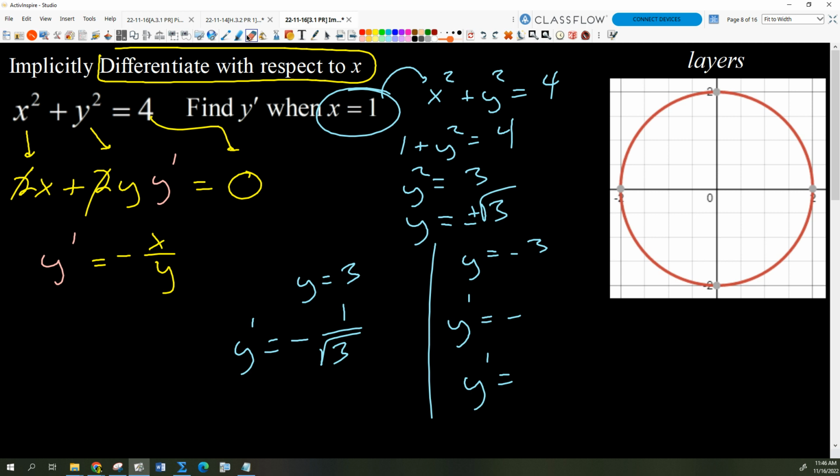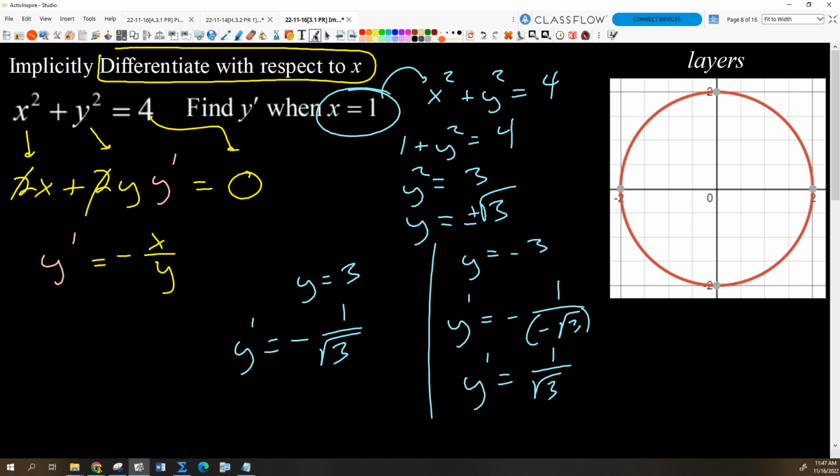So we get negative, oops, gotta get my pen. Negative x, which is 1, over y, which is negative the square root of 3. Well, negative 1 over negative the square root of 3 is positive 1 over the square root of 3, right? So I get 2 different answers depending on which point we're using, right?